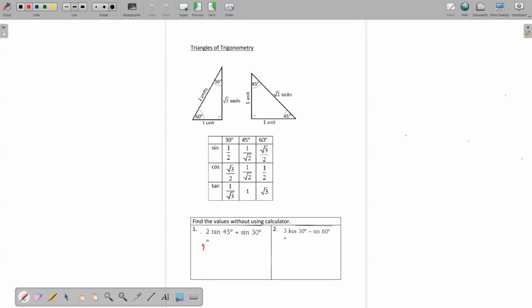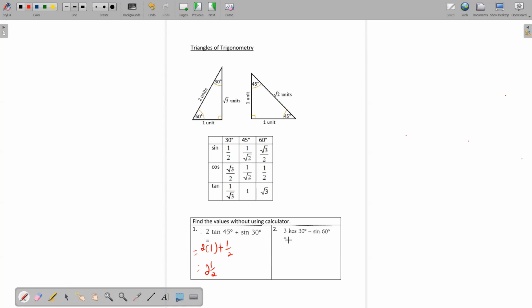2 tangent 45, so we just substitute, 2 times 1. Sine 30 is 1 over 2, so we get a total of 2 and 1 over 2 here.